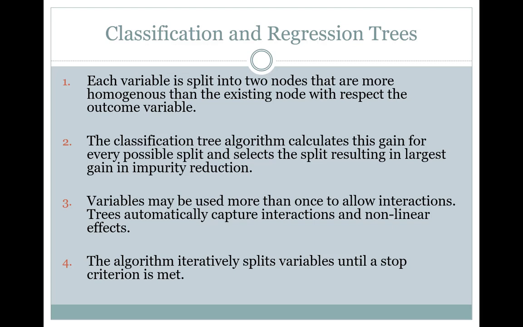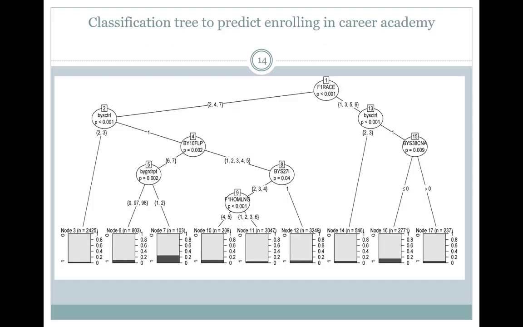It's possible, in multiple iterations, to return to the same variable. So the same variable can be split multiple times, which allows capturing complex relationships between that covariate and treatment assignment. And this is done recursively until a stopping criterion.